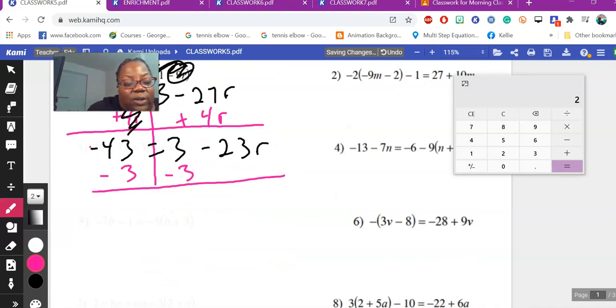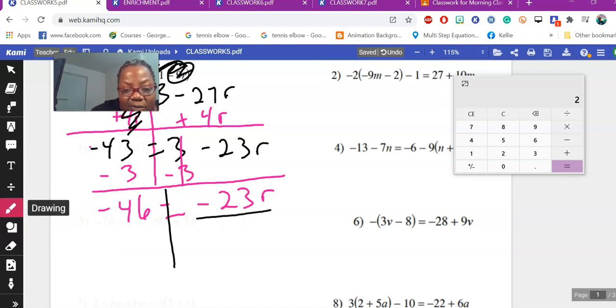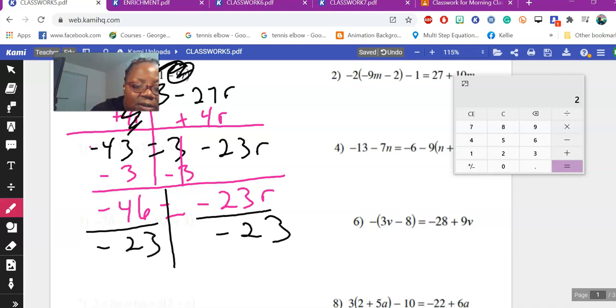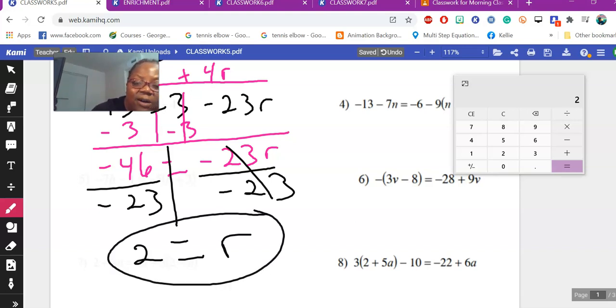On this side, negative 43 minus 3 is going to give me negative 46. That cancels out, and I have negative 23r on this side. Notice you just knocked it down to a one-step equation. To get r by itself, you must divide negative 23 on both sides. Negative 46 divided by negative 23 gives us a positive 2. That cancels out, leaving r. So 2 equals r. There it is. Let's practice another one of those.